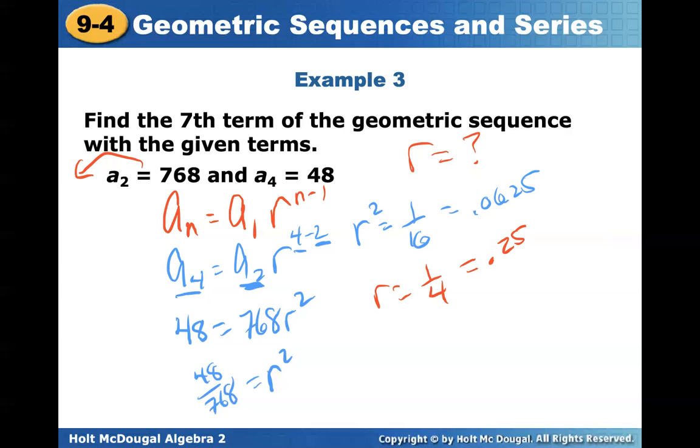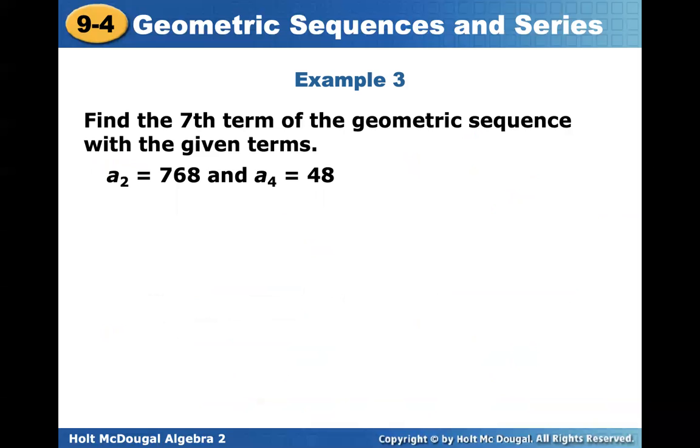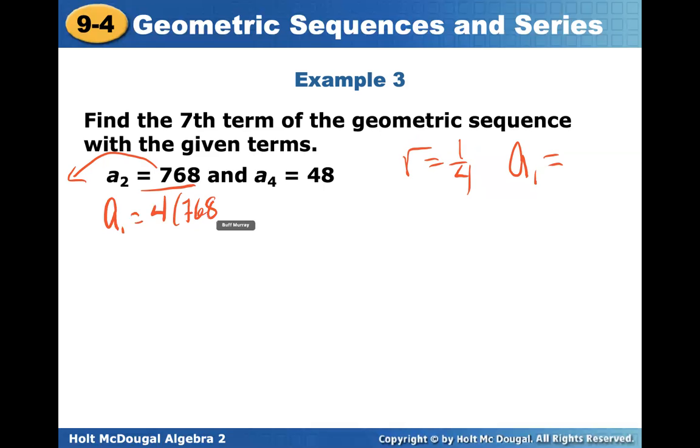All right, so I'm going to erase this stuff. Now, what have we developed? We developed that the ratio is 1/4. Well, now I need to figure out my first term. How can I find my first term from this second term? How can I go backwards? Instead of multiplying by 1/4, what should I multiply by to go backwards? Yeah, we'd multiply by 4, wouldn't we? So our first term should be 4 times 768, which is what?